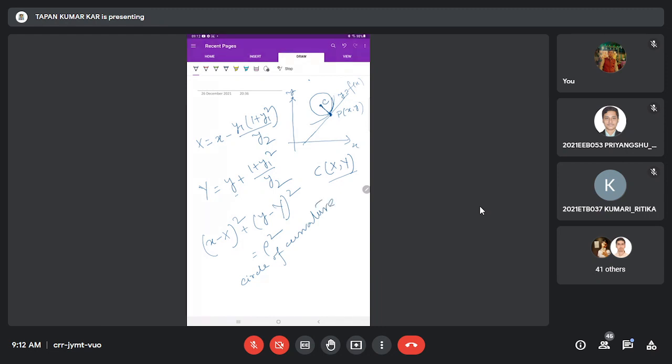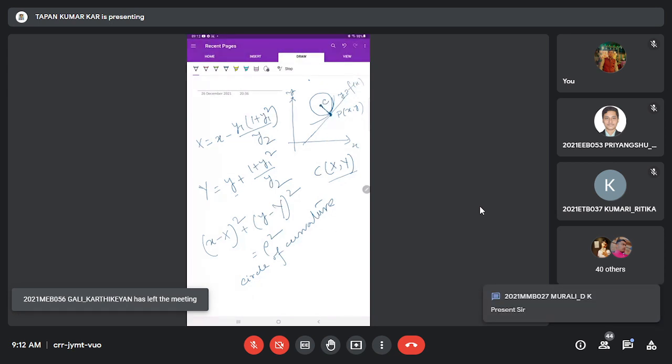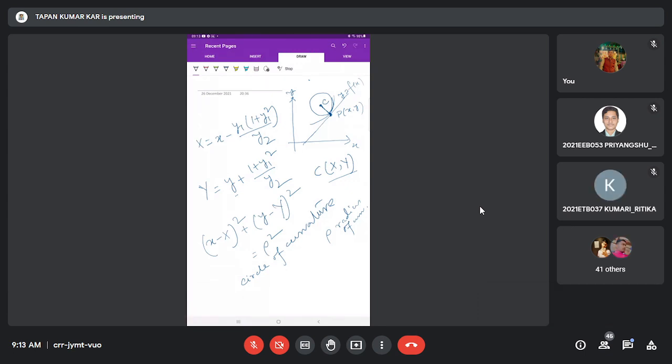So capital X and capital Y are the coordinates of the center of curvature, and (x minus capital X) whole square plus (y minus capital Y) whole square equal to rho square is the circle of curvature. And this rho is the radius of curvature, and for the circle it is the radius. So this is one formula to determine the center of curvature and the radius of the circle of curvature.